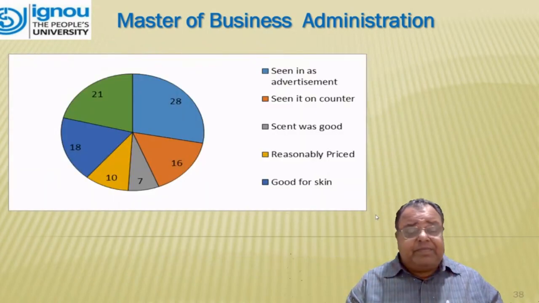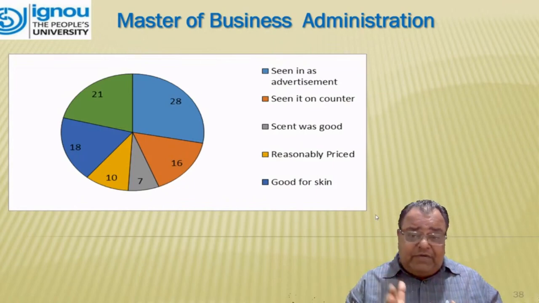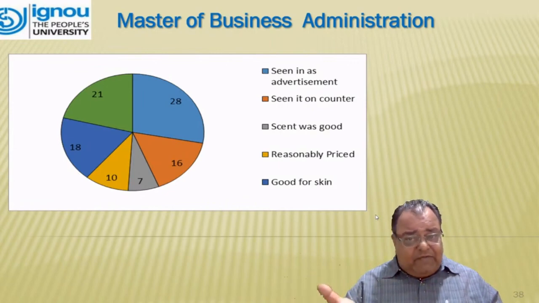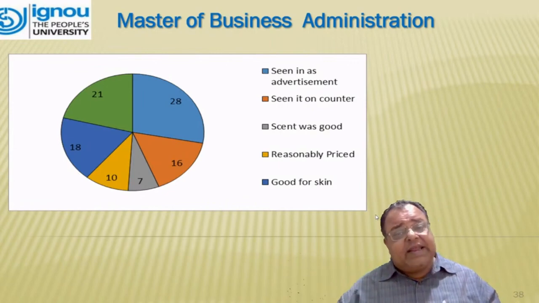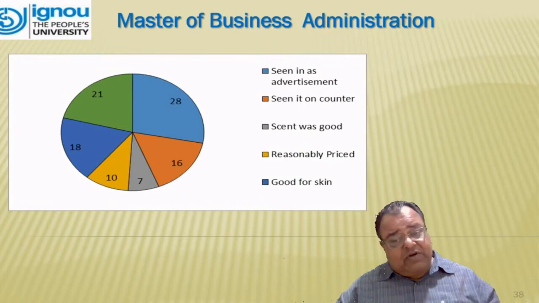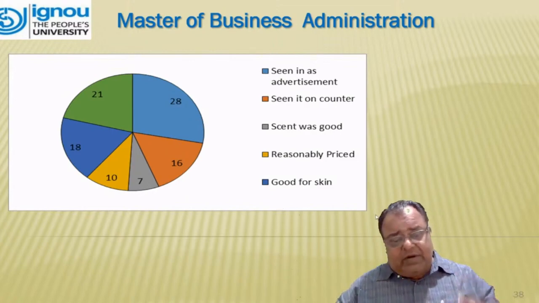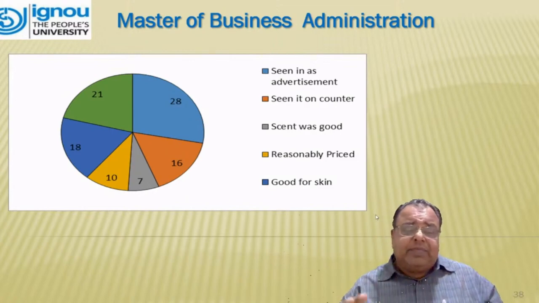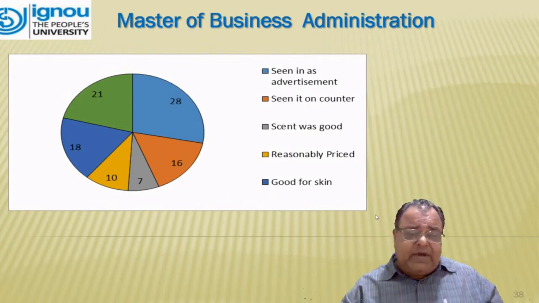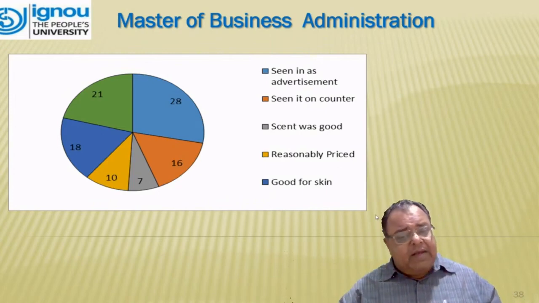The representation in the pie chart for different reasons has to be denoted by different colors. For blue, we have taken seen in an advertisement. The second one is seen on the counter. The third is scent was good, then reasonable price. The fifth one is good for skin. The last one is recommended. So we will color this pie chart with different colors, and the figure we get is the pie chart. It looks like this.